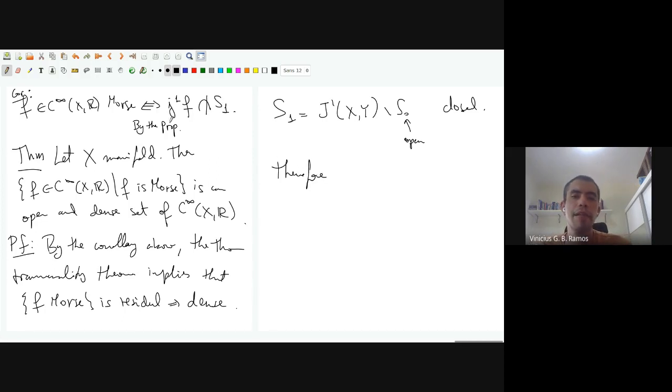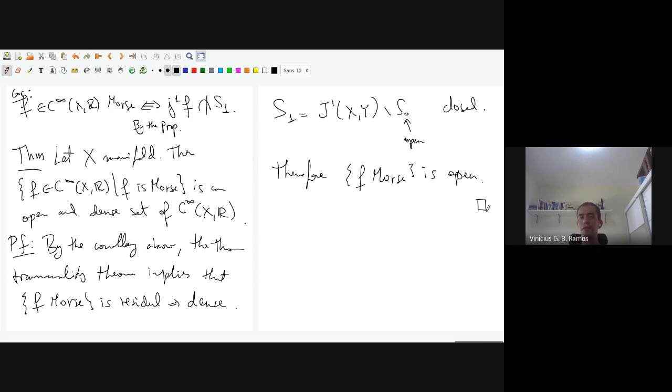So we're looking at the set of functions whose one jet is transverse to a closed set. So therefore, this set of Morse functions is open. And that's the end. So, this is very nice. It's telling us that for any manifold, the set of Morse functions is extremely big. So it's open and dense. So there are many, many, many Morse functions.